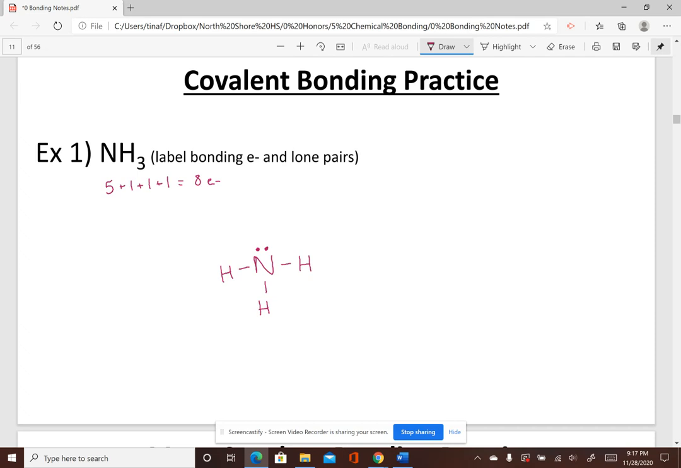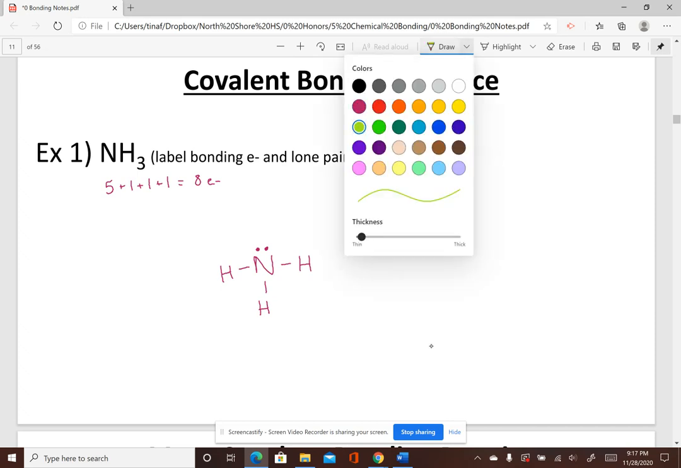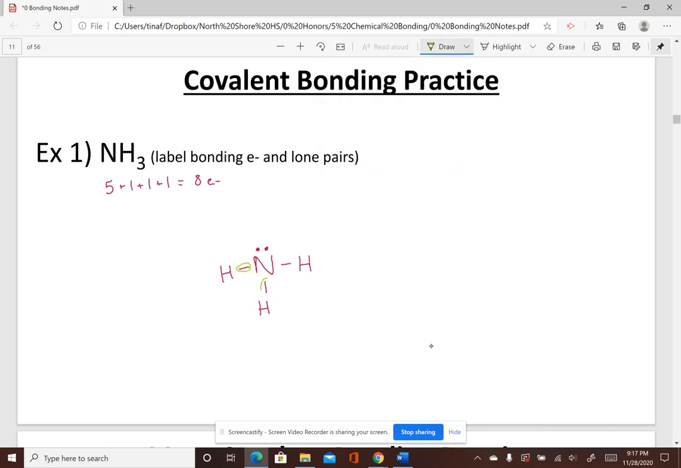Okay, so now rule number 5, count the electrons and see if this matches the original number. So I have 2, 4, 6, 8. Does that match that? Yes. So at this point, guys, I can stop at rule number 5. I don't need to worry about 6, 7, or 8 because this is a simple molecule and what I did works.